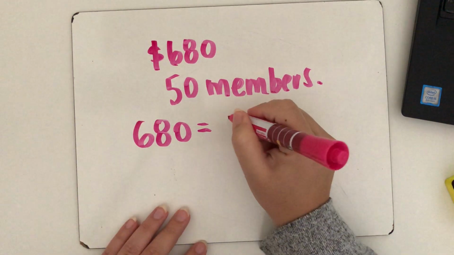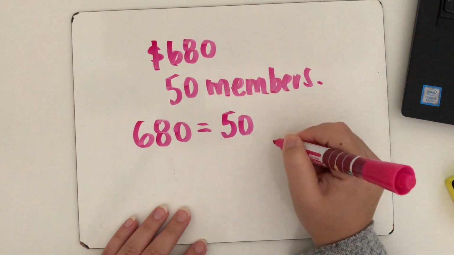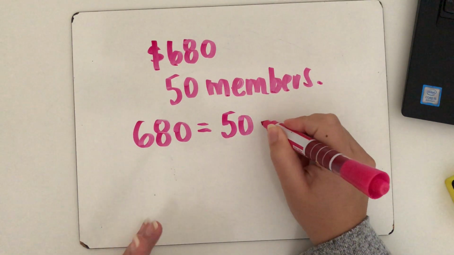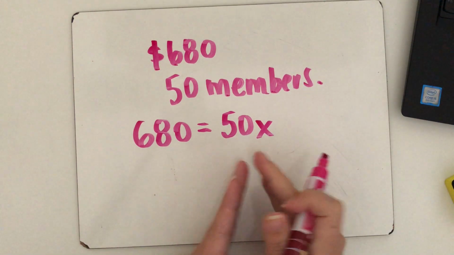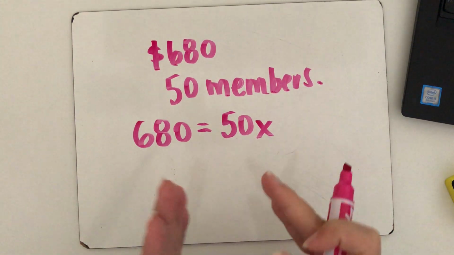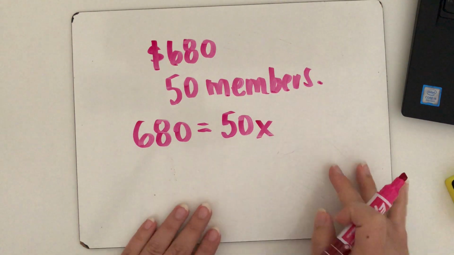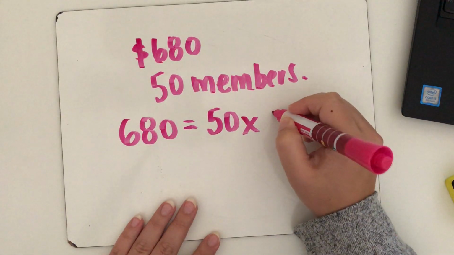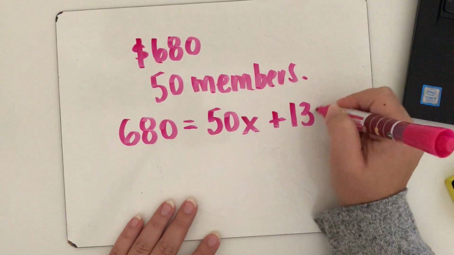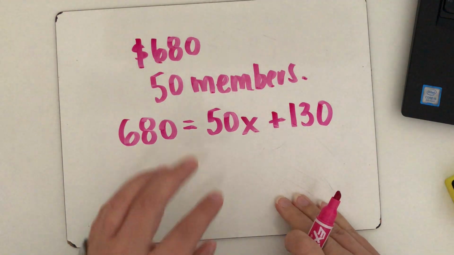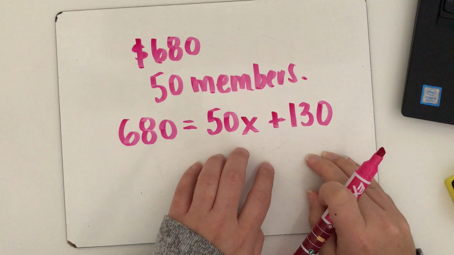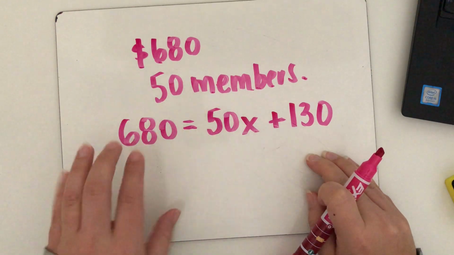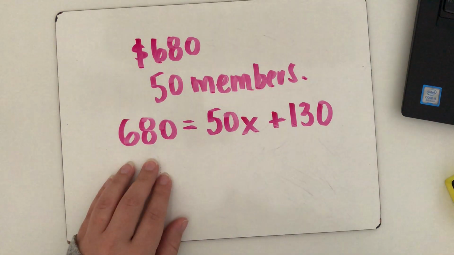Now, I have 50 members that have to earn or raise X amount of dollars. I don't know how much each one of these members needs to raise, but I know that there's 50 of them. Now, it also says that the school is already going to give $130. So that means that the money that these 50 students are going to raise plus the 130 that the school is giving needs to equal out to the 680.